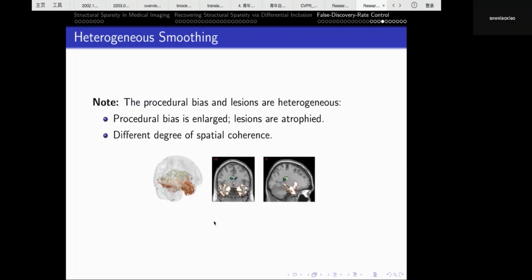But the procedural bias and lesions are heterogeneous, in that the procedural bias is enlarged and the lesions are atrophied, and they have different degrees of spatial coherence. For instance, the lesions are more clustered than the procedural bias. They are clustered surrounding the ventricular.